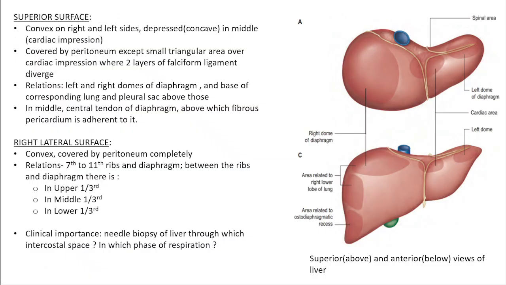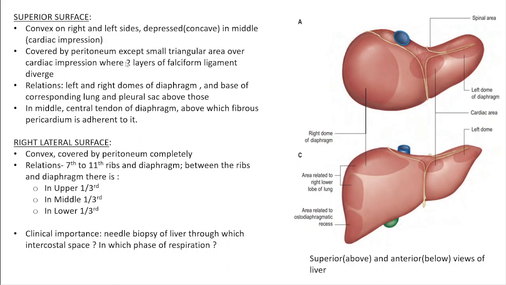Now the superior surface, if you see here, is convex on the right side, and it occupies the undersurface of the right dome or right cupola of the diaphragm. It is convex on the left side as well, related to the undersurface of the left dome of the diaphragm, and it is concave in the middle, where it is related to the central tendon of the diaphragm, directly above which lies the heart within the pericardial cavity. So the superior surface can be described as convex, concave, convex.